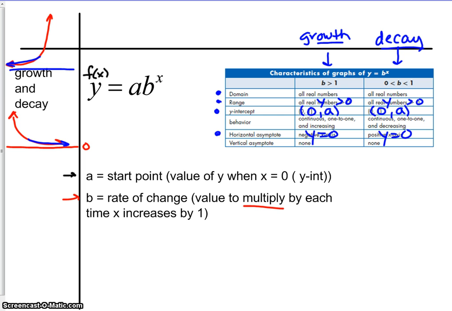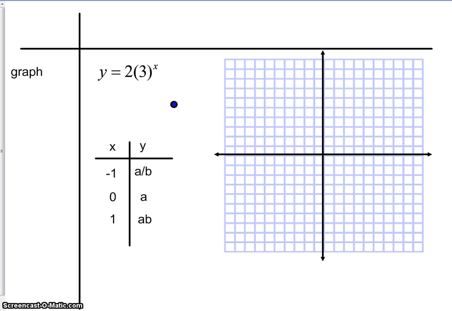And so we're going to look at it that way. We're not going to worry about vertical asymptotes because there isn't one. Okay, so if we look at a few things here quickly, when I graph something like y equals 2 times 3 to the x, I want to look at A and I want to look at B.